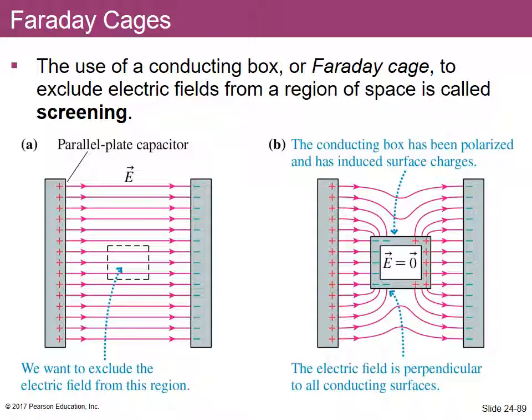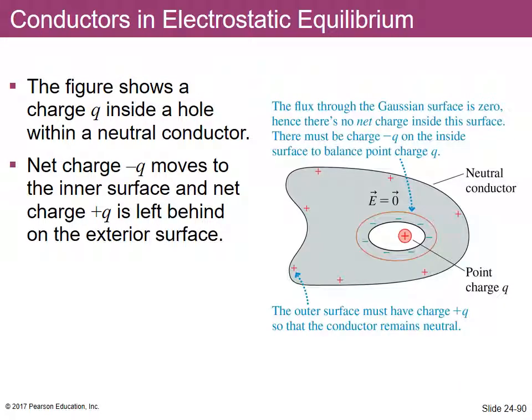Solid metal walls are ideal, but in practice, wire screen or wire mesh, sometimes called a Faraday cage, provides sufficient screening for all but the most sensitive applications. The figure shows a charge Q inside a hole within a neutral conductor. Net charge minus Q moves to the inner surface, and net charge plus Q is left behind on the exterior surface.